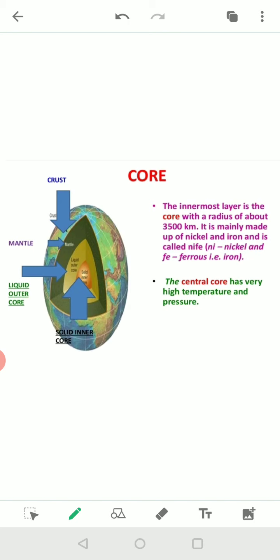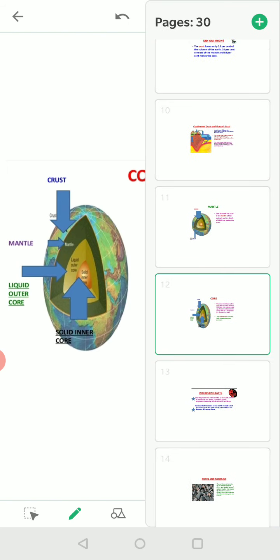The central core has very high temperature and pressure. Now the central core has a very high pressure, right? It can melt a lot of things. That is why in the magma chamber beneath the earth's surface there is magma present in it.